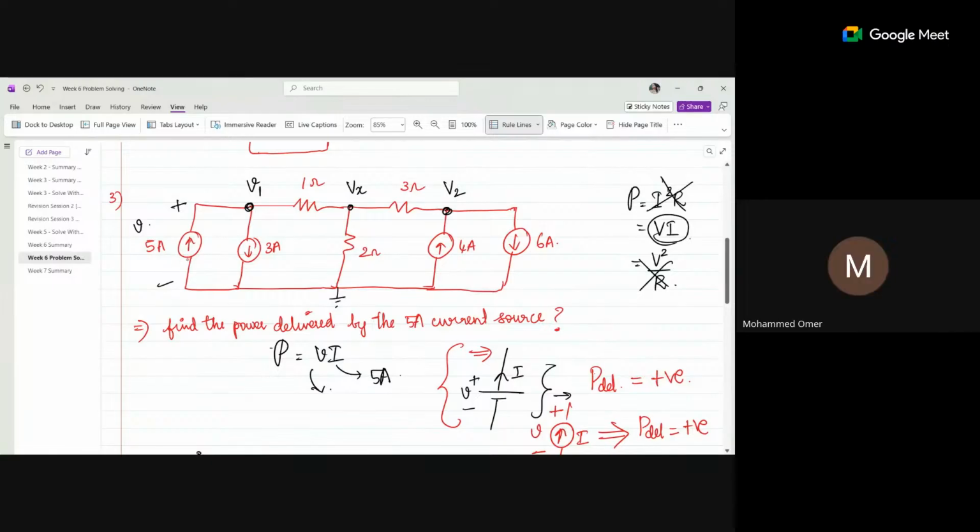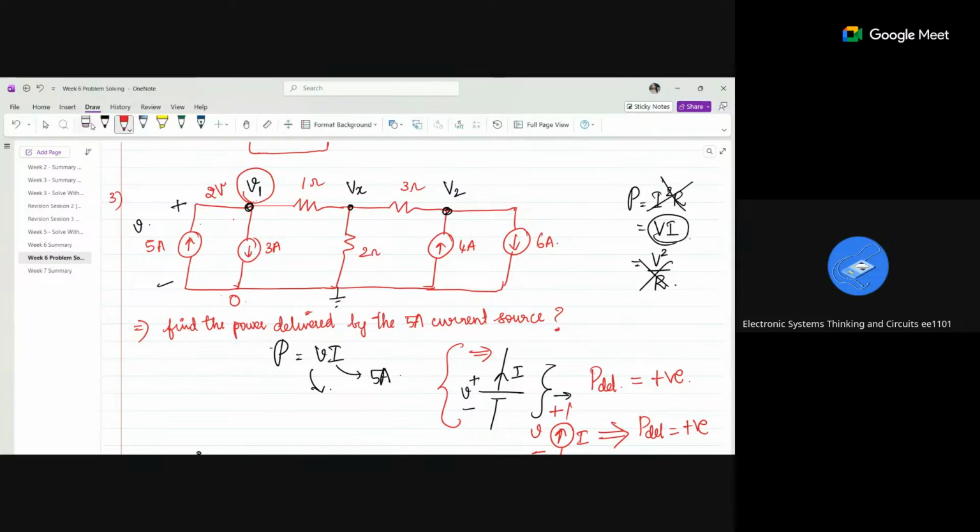Is it positive? How did we take the sign across that 5 ampere as positive only? Here, if you calculate V1, you will get 2 volts. And here you will get 0. So the voltage is in this direction. You can assume this in any direction. If you assume it in this direction, you will get a negative value of the voltage, so that my final answer will be the same.